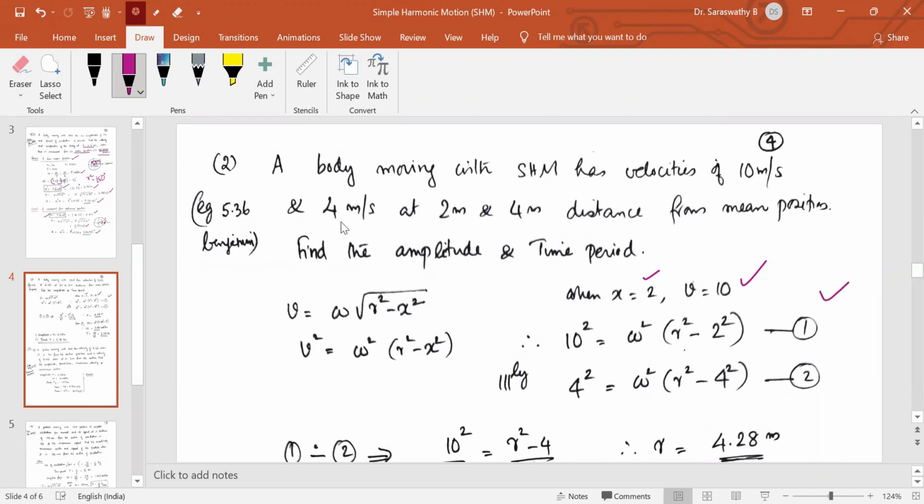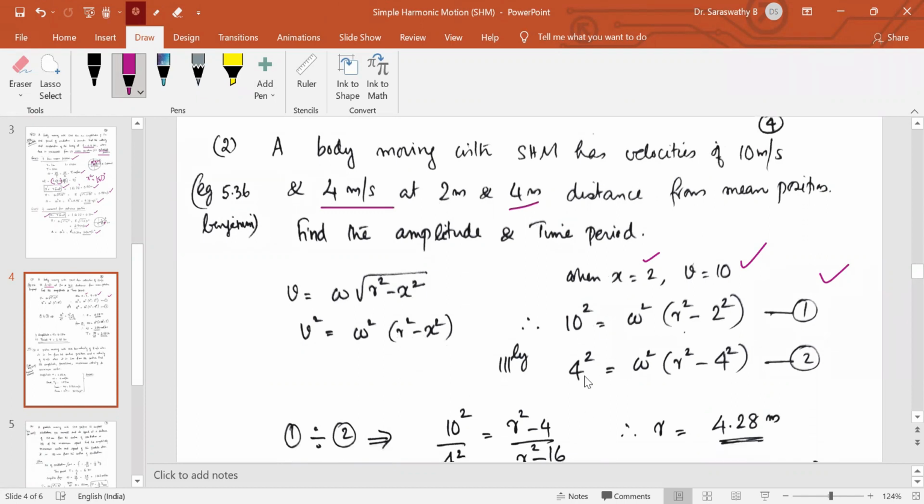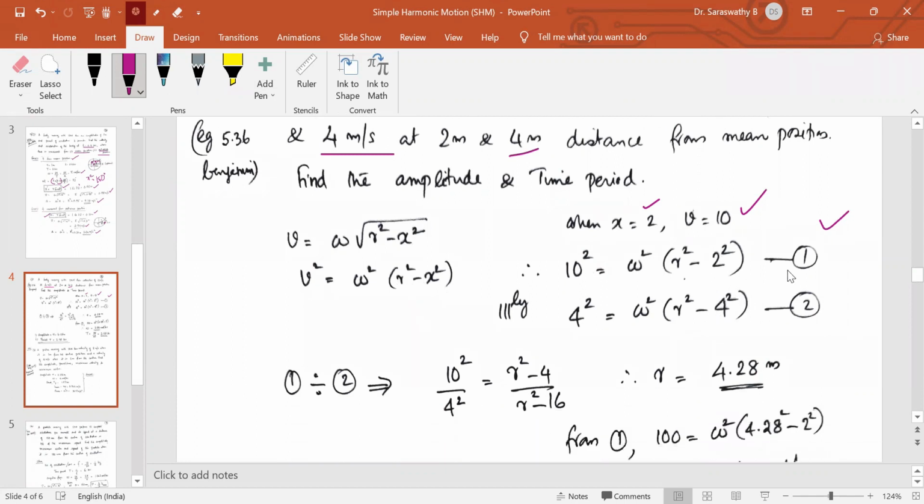Second case, velocity is 4 and the distance is also 4: v square is omega square into r square minus x square. So we have got two equations. Divide 1 by 2: 10 square by 4 square equals r square minus 4 by r square minus 16. Solving, you get the amplitude.